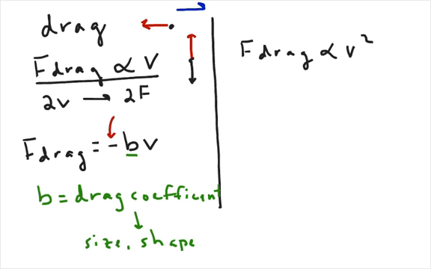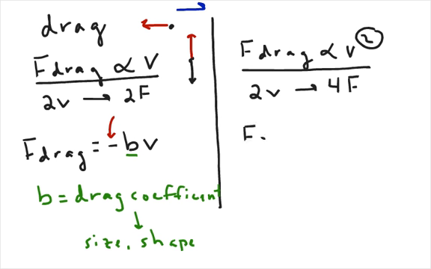Now, if you look at the relationship on the right, we still have a direct relationship. The greater the velocity, the greater the drag force. However, this is an exponential relationship because of that square. That means if you are going twice as fast, you're going to have 4 times the drag force.